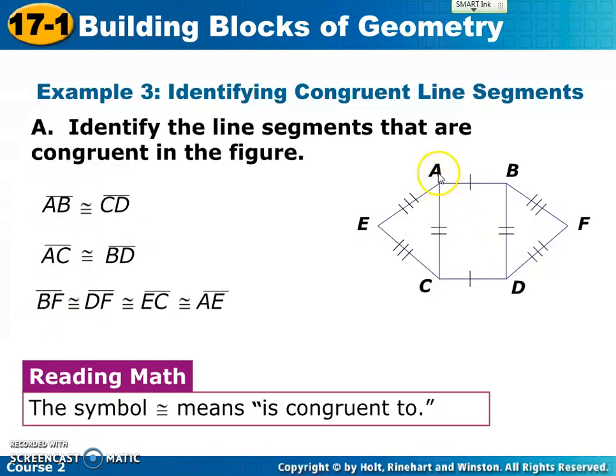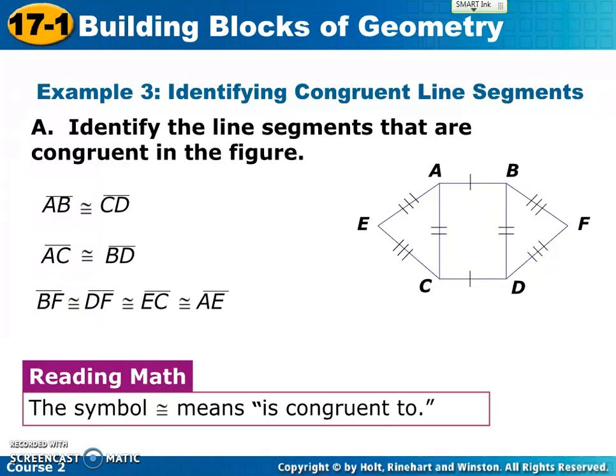Line number 2, let's take a look at what has 2 tick marks. We have segment AC now and segment BD. All right, so we started from the top and went down. So to name the other line segment, we're going to start at the point at the top and go down. So segment AC is congruent to segment BD.